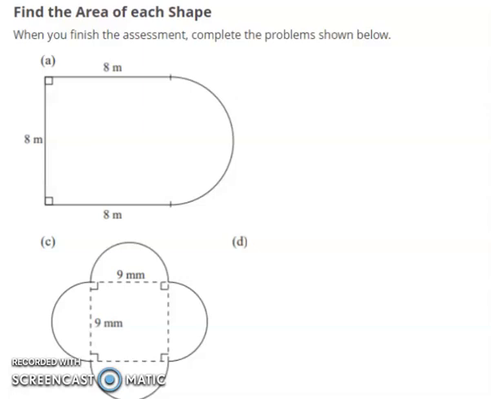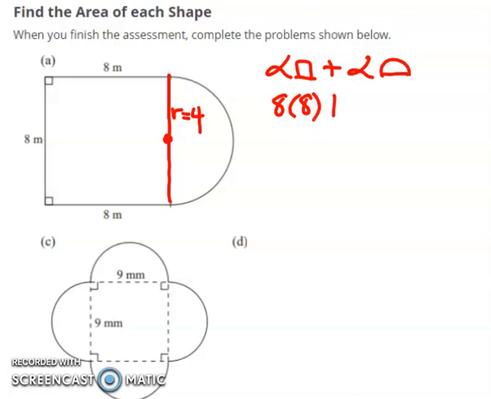All right, so finding the area of this shape, we basically have a square and a half circle or semicircle. The semicircle has a radius of 4. So we have 2 pieces here. We've got to find the area of the square, plus we need to find the area of the semicircle. So the area of the square will be 8 times 8, base times height. And the area of the circle is pi times radius squared.